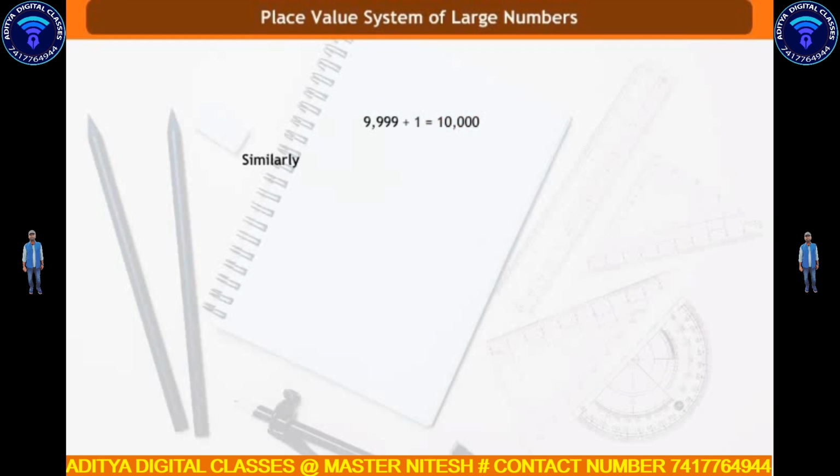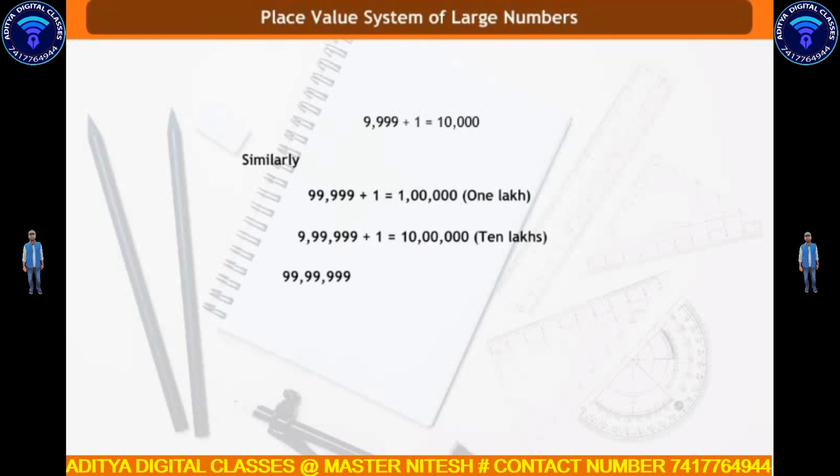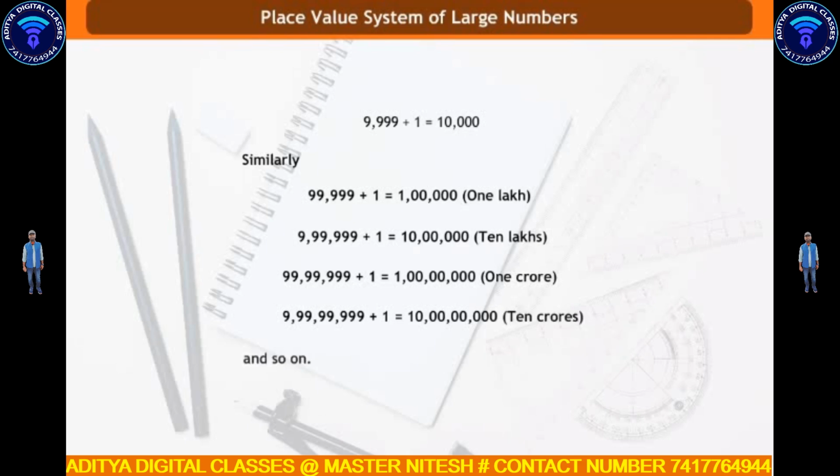Similarly, if we add 1 to the largest 5-digit number, 99,999 plus 1 is equal to 1 lakh. Again, 9,99,999 plus 1 is equal to 10 lakhs. 99,99,999 plus 1 is equal to 1 crore. 9 crores 99 lakhs 99,999 plus 1 is equal to 10 crores, and so on.